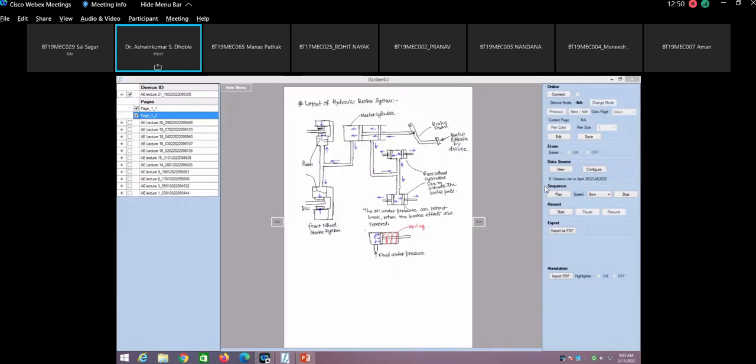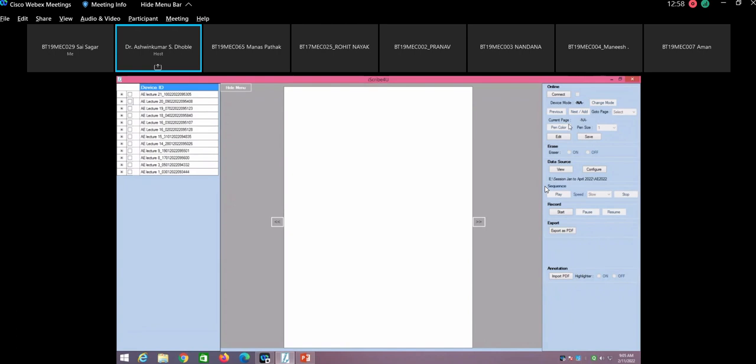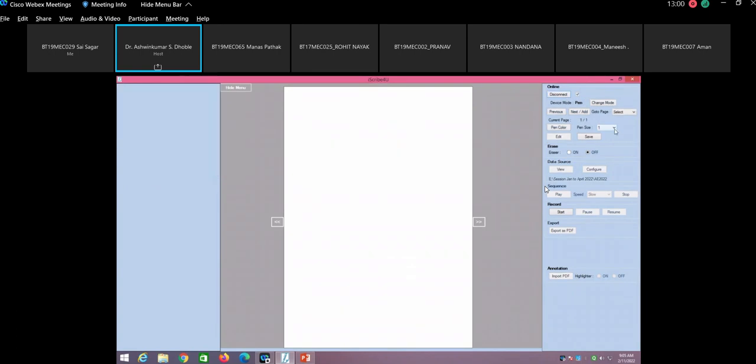Now let us come to the layout system. We have seen this as the layout system. Now today we are going to have the layout of the pneumatic brake system. So I will draw the layout of the pneumatic brake system, because yesterday we drew it for the hydraulic brake system. So today we will draw it for the pneumatic brake system.